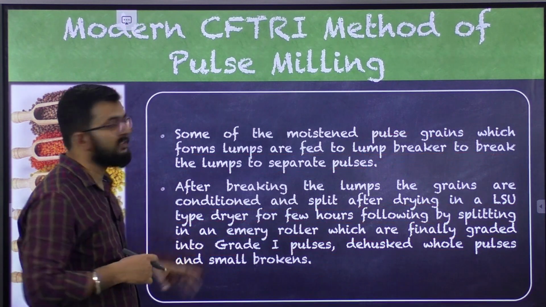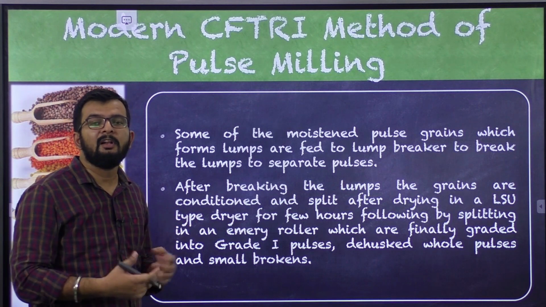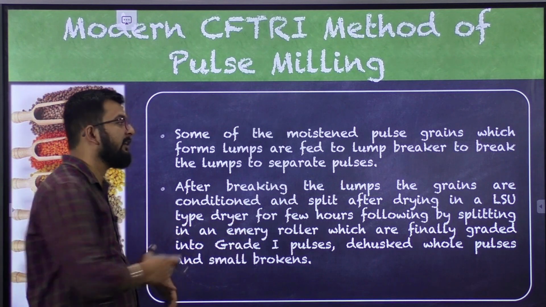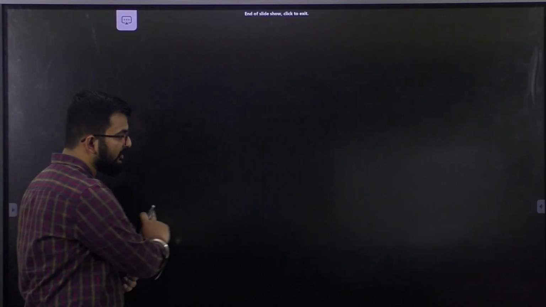So this is your CFTRI method of pulse milling, which is very simple, by providing dry heat treatment compared to your traditional method. So that was all in this lecture.